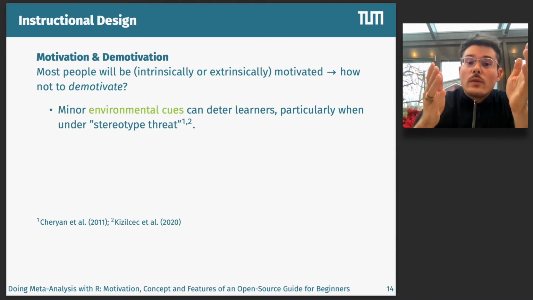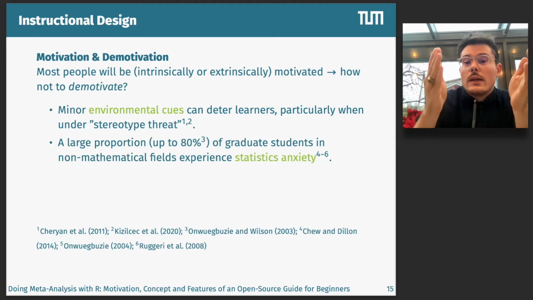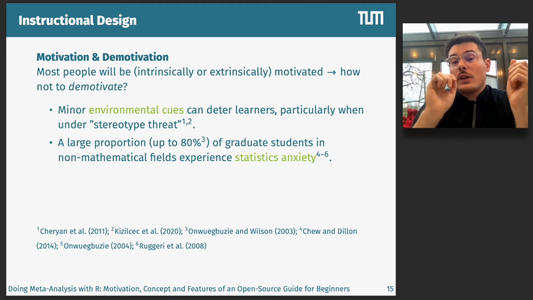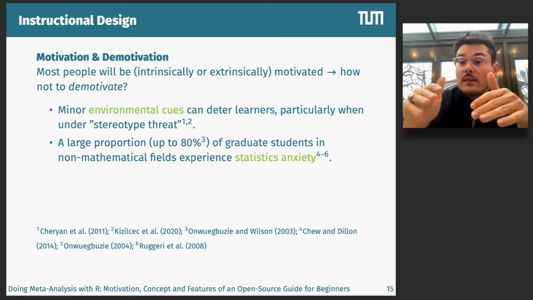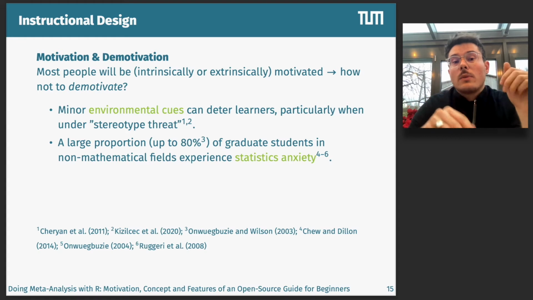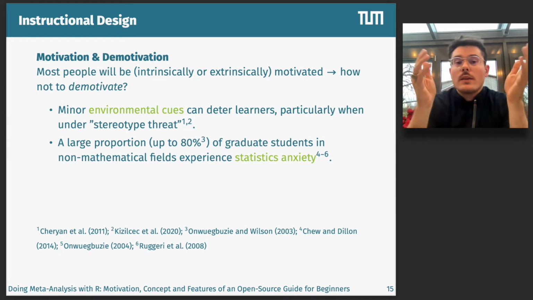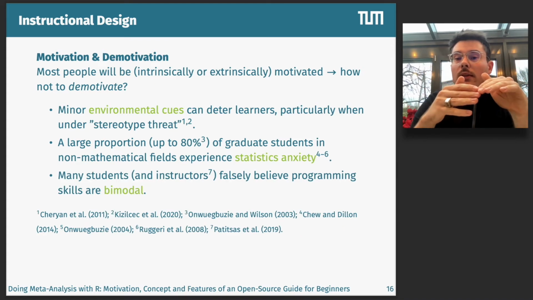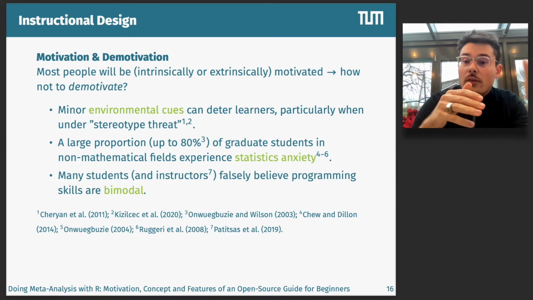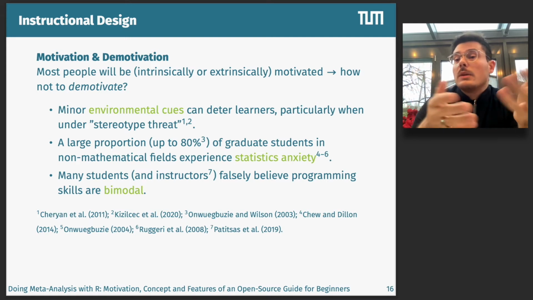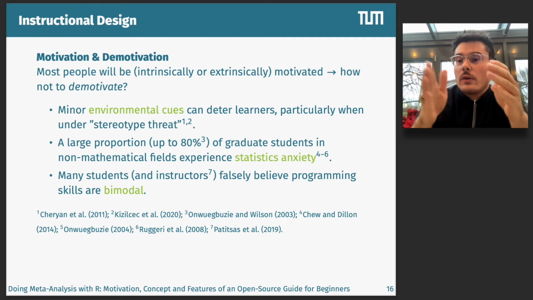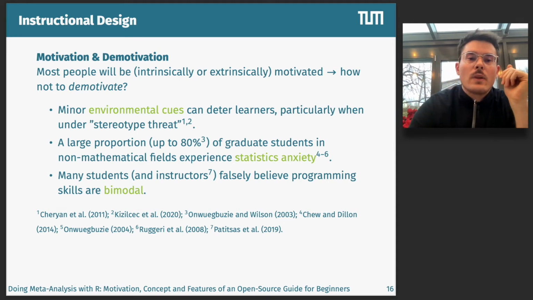It's also important to acknowledge that a large proportion, some studies say up to 80% of graduate students in non-mathematical fields experience statistics anxiety, which can also be a motivational barrier. And another thing are self-preconceptions. For example, there's a study showing that many students, but also instructors actually falsely believe that programming skills are bimodal. So there's people who know how to do it or can learn it and the others can't.